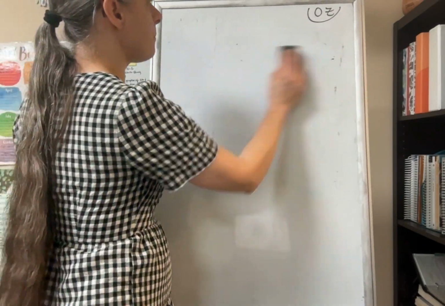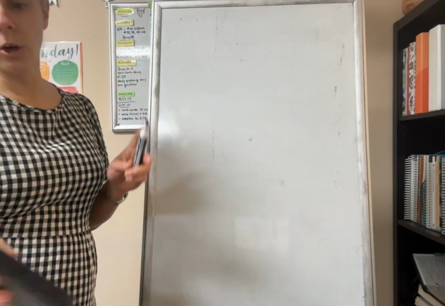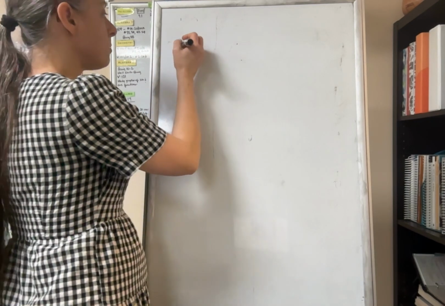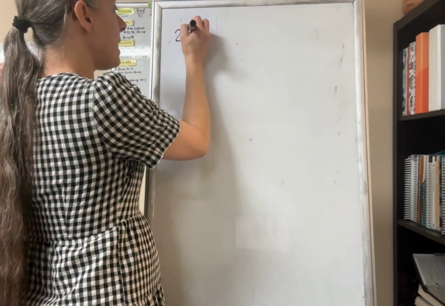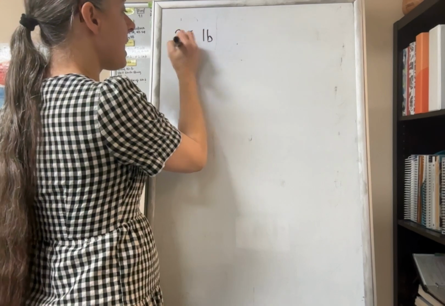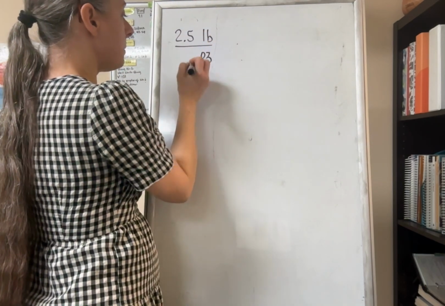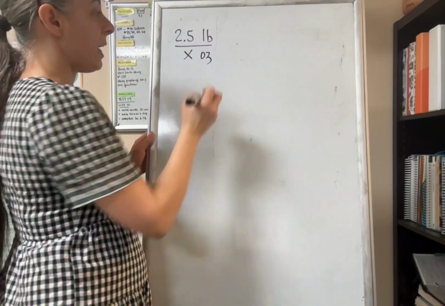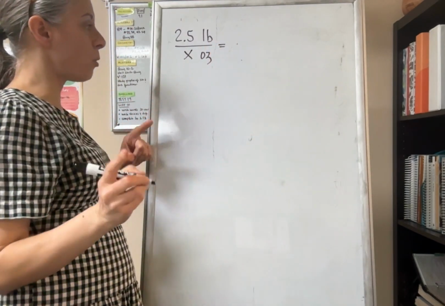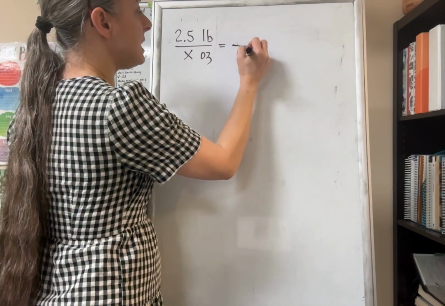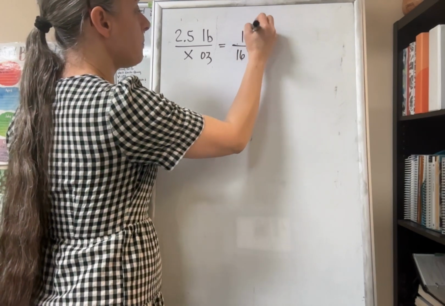So for example 3, we are going to figure out how many ounces are in 2.5 pounds. We're going to do this 2 ways. We've got 2.5 pounds, and we want to know how many ounces that makes. We're going to use a proportion. We know that there are 16 ounces in 1 pound.